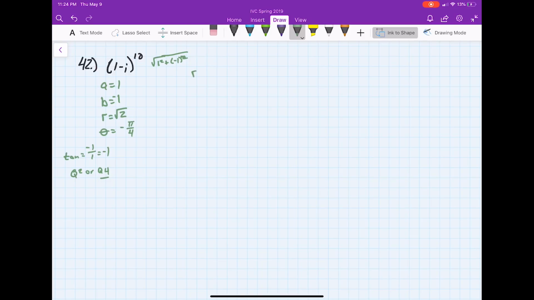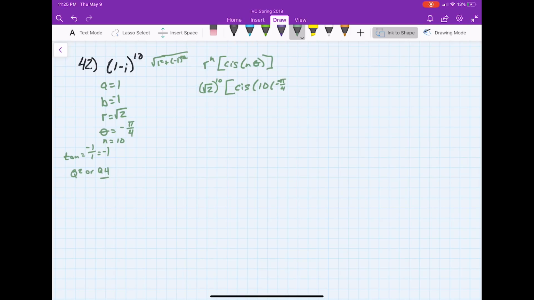Now remember our r to the n times cis n times theta. Oop, kind of getting ahead of myself here, actually. Let me just remove this whole thing and write down the whole equation that we're subbing into, r to the nth cis n times theta. Excuse me. So now I'll sub in. So we have square root of 2 to the 10th times cis 10 times negative pi over 4.